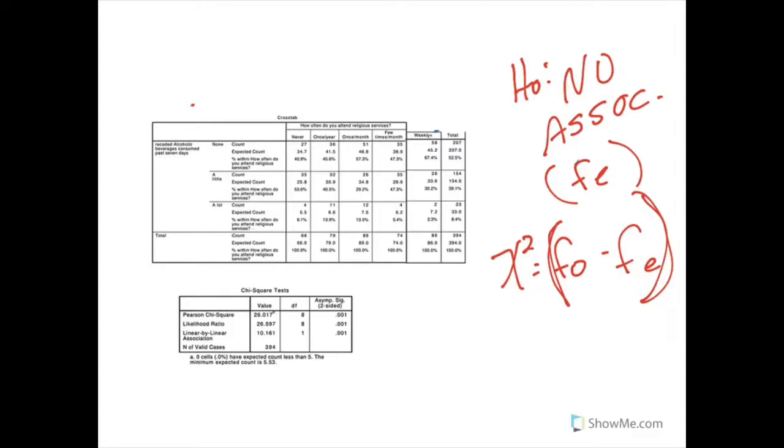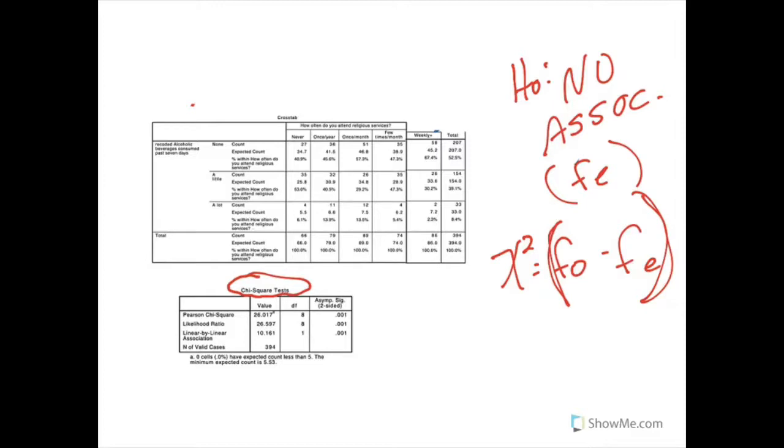So again, expected frequency, if there was no association, is how many should be in that cell. Observed frequency is what we actually found in our data. And the difference between those two is how we get chi-square. Big differences give us big chi-square, which is actually going to allow us to reject the null and conclude there is an association. Now we don't have to calculate chi-square because it's given to us right down here in the little table right below our crosstab.